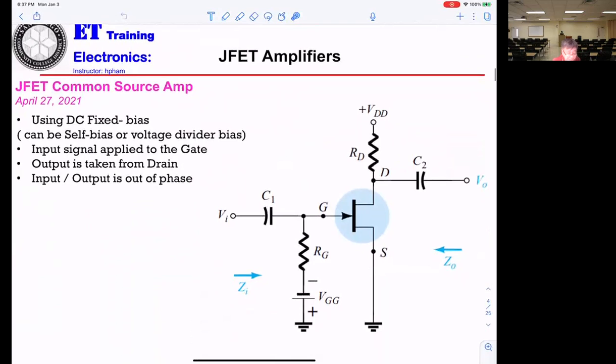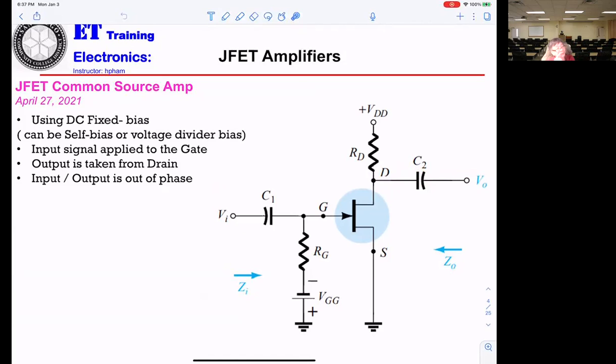Now let's see the common source. First one, we go to a common source amplifier. In a common source amplifier, the input is applied to the gate and the output is taken from the drain. That's what we're talking about with common source. When you're looking at the schematic, you're able to recognize what type of amplifier it is: common source, common drain, or common gate.